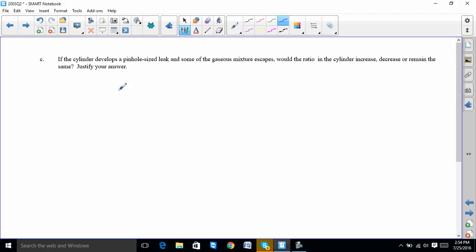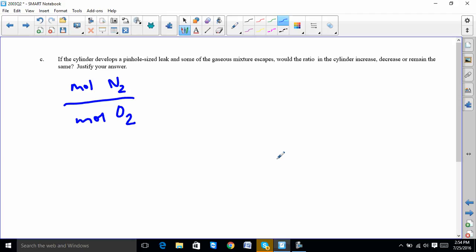All right. If the cylinder develops a pinhole size leak and some of the gaseous mixture escapes, would the ratio in the cylinder increase, decrease, or remain the same? For whatever reason, I don't have the ratio they're looking for, but it's on your worksheet. They want to know if you did the moles of N2 over the moles of O2 and you had a pinhole size leak, would this ratio stay the same, go smaller, or go bigger?